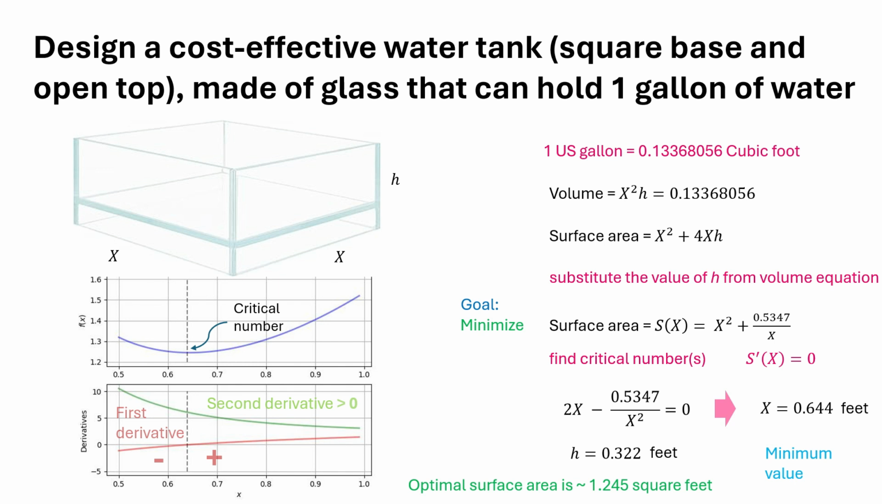Now all this calculation is for the internal volume where the water will be stored. We can account for glass thickness when calculating the optimal surface area. Here, the optimal surface area of 1.245 square feet assumes the thickness to be 0, but we can write final x as x plus 2t and final h as h plus t, as there is no glass required at the top of the tank.